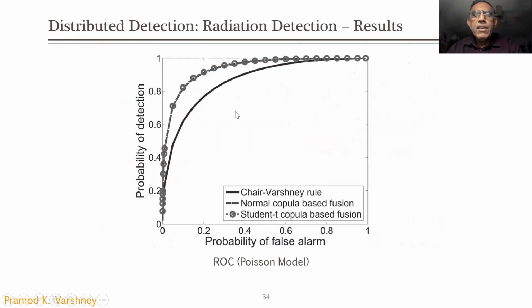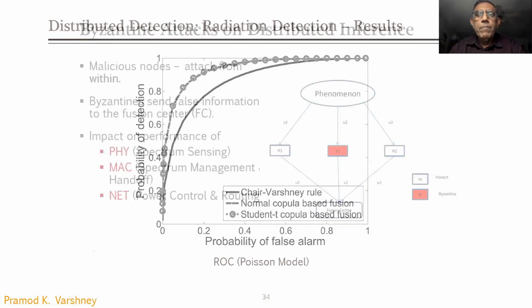Just as an illustration for one of the problems that we did, if we had ignored the dependence, then the performance, so this is the receiver operating characteristic, or ROC, this solid line would have been the result. But when we exploited the dependence, when we took it into account, we were able to improve the performance quite a bit. So this Copula-based signal processing is able to let you use statistical dependence and improve performance.